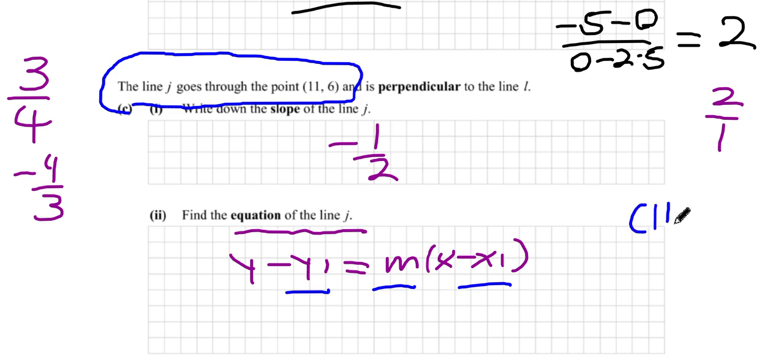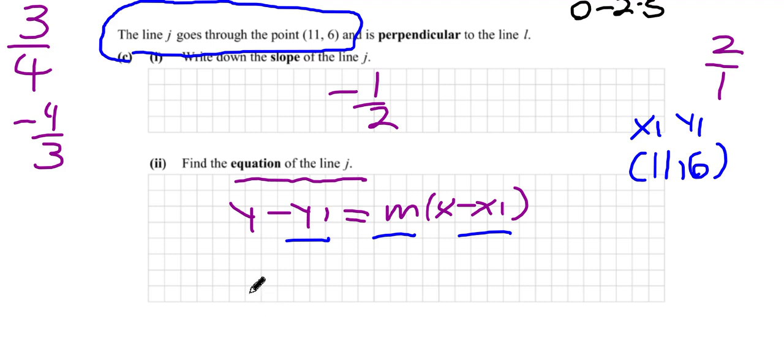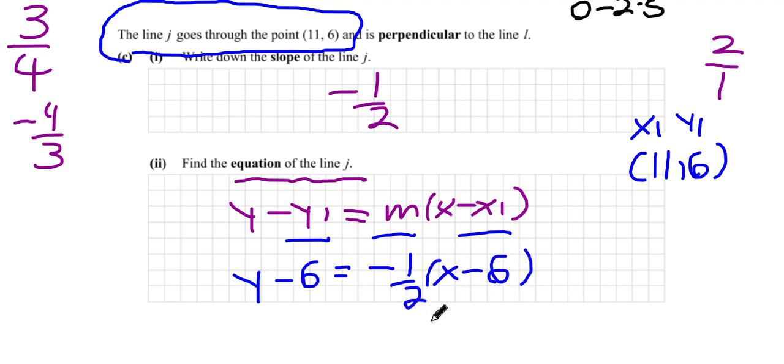11, 6. x1 is 11, y1 is 6. What's my slope? Minus 1 over 2. Let's go for it. We're going to go for y minus 6 equals minus 1 over 2 into x minus 11. The division of 2 on the right means multiplication of 2 on the left.